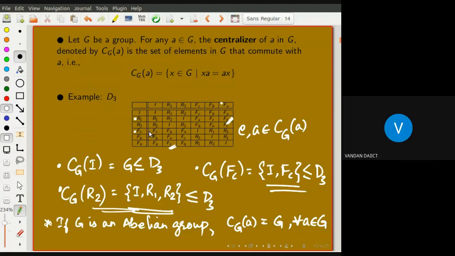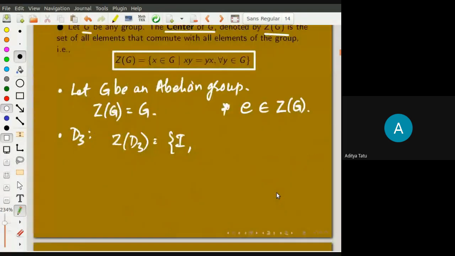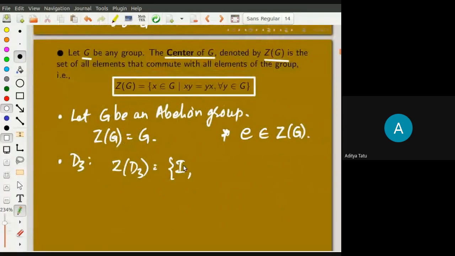FC R1 is not equal to R1 FC. Then they are not the same. Therefore, FC cannot be in the center. Okay? So in this case, the only element in the center is I.